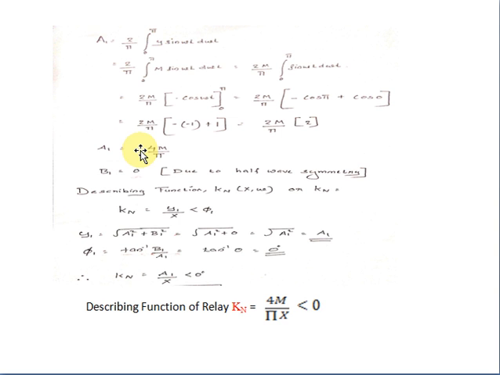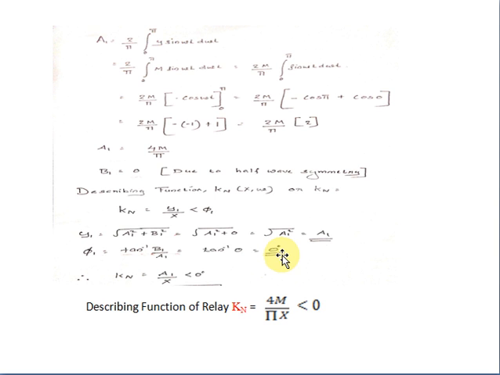Next, kn. We know the describing function kn equals y1 by x angle phi 1, and y1 equals root of a1 square plus b1 square. Here b1 equals 0. Therefore the equation becomes root of a1 square plus 0, which equals a1. So y1 equals a1. We know the value of a1. Next, phi 1 equals tan inverse b1 by a1. Here b1 equals 0. Therefore tan inverse 0 equals 0.